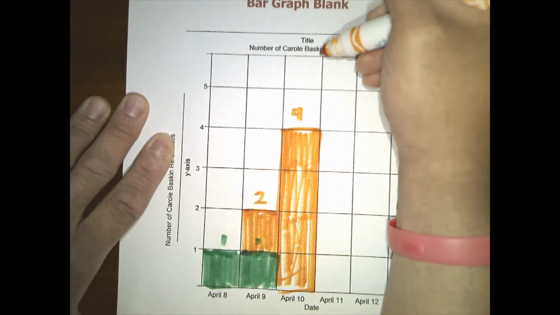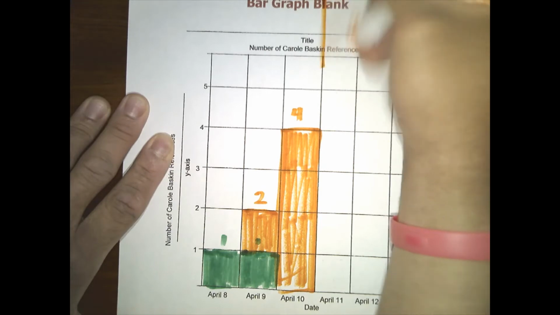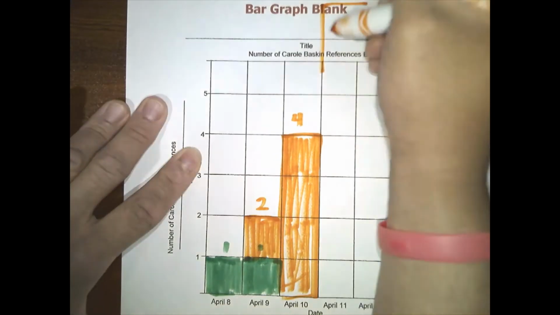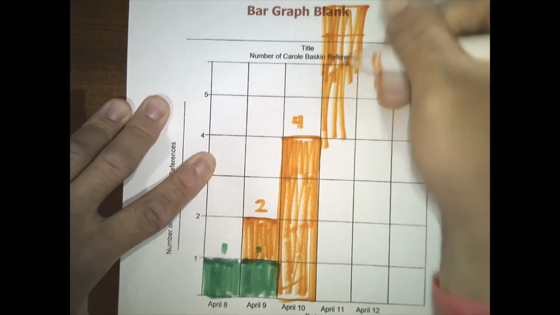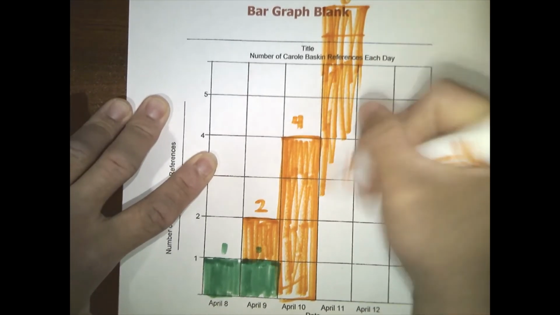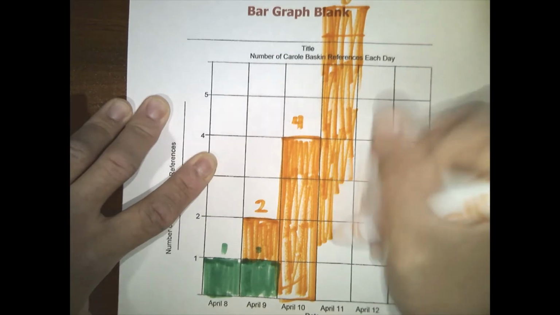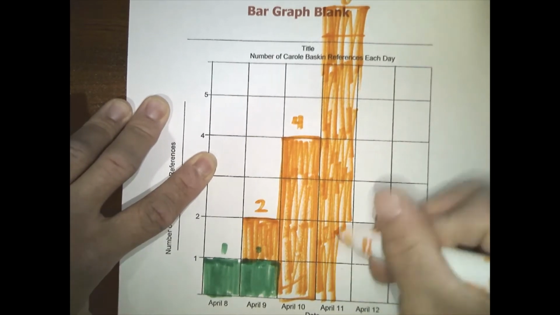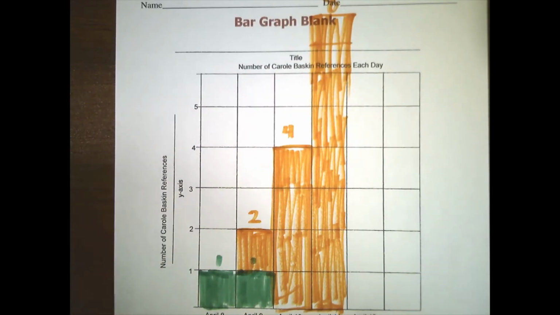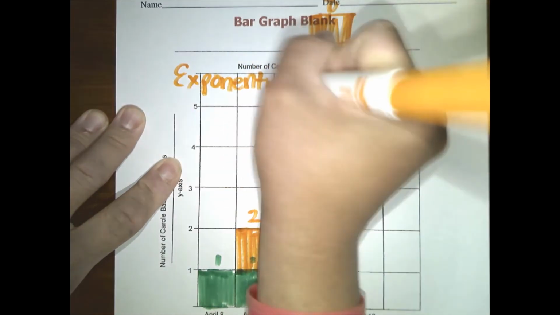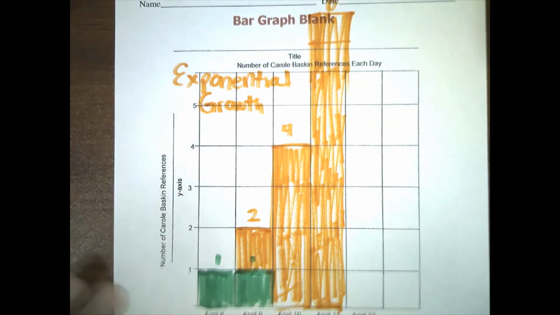So that's actually off of the chart, right? It's so high up here that we can't even see it. So you see that the number of Carole Baskin references went up pretty quickly, right? And that's actually what we call exponential growth. Alright, exponential growth, and here is the model for that.